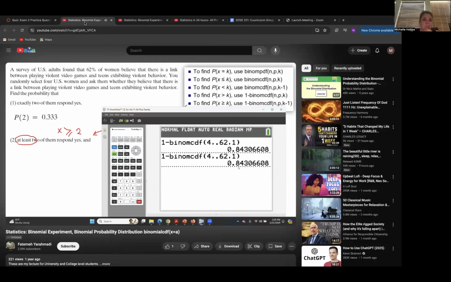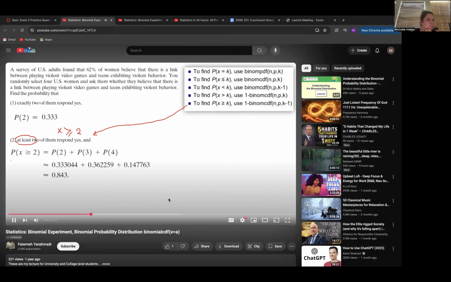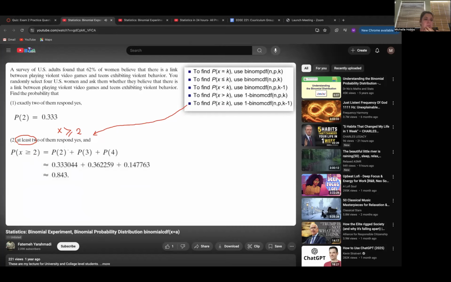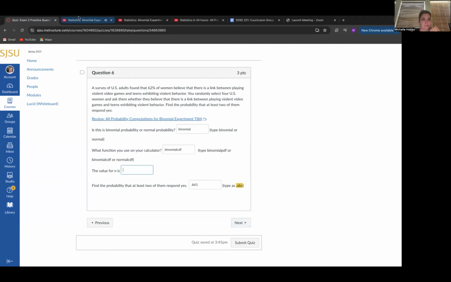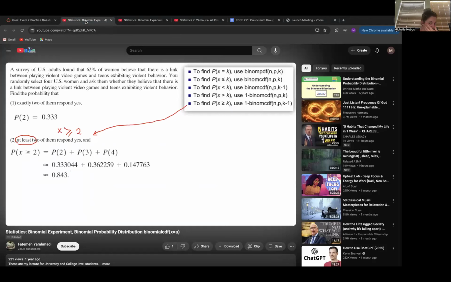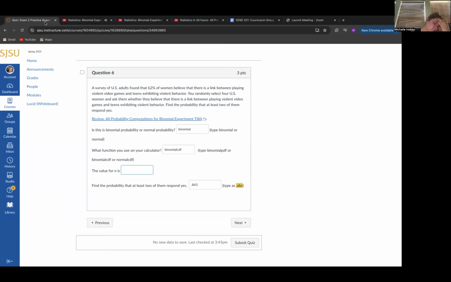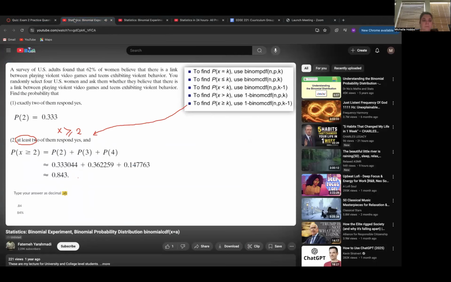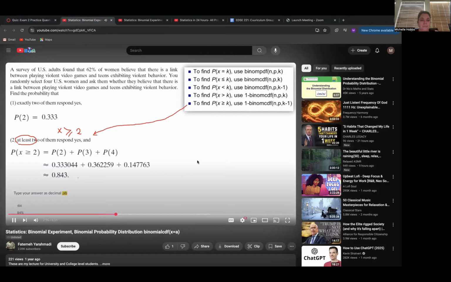Let's go back to our lecture note. Again, the probability that x is more than or equal to 2 is the probability of 2 plus probability of 3 plus probability of 4. If you add all of these together, you get 84.3%. And if the question says to round your decimal to 2 decimal places, you get 84% or 0.84. This is the answer that you're looking for.